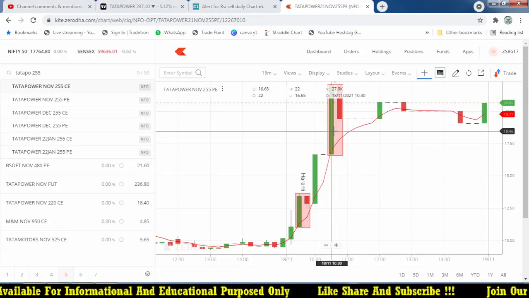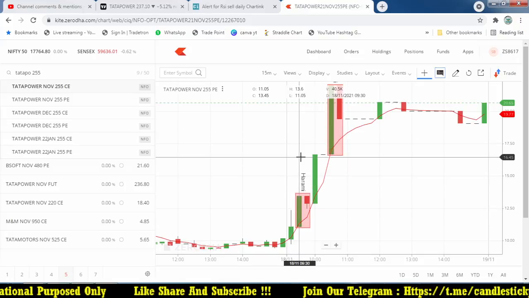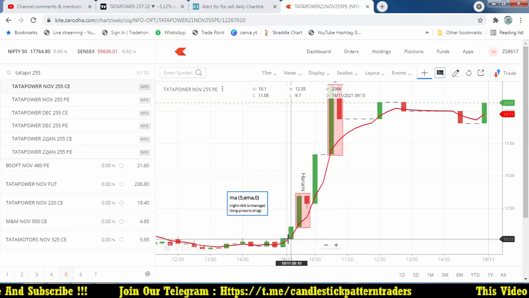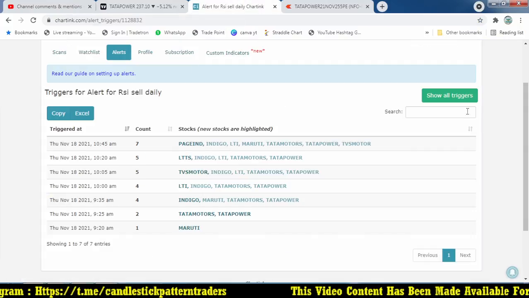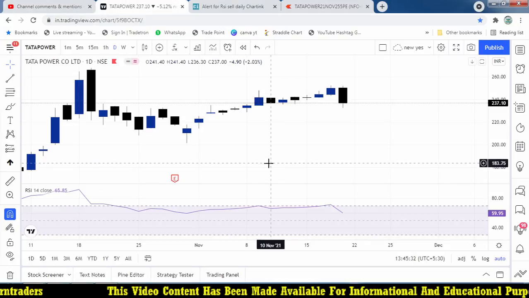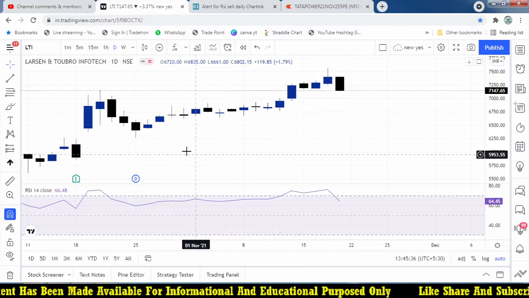After that it went up to 22, so 3 rupees from your entry, it went up to 6 rupees plus, so a 1:2 risk reward ratio is reached. So the stop loss we know, the target we know, and how to select the strike price, that we also know. And finally around 10 o'clock we got an LTI signal, right? So if I take LTI, we got it at 10 o'clock.